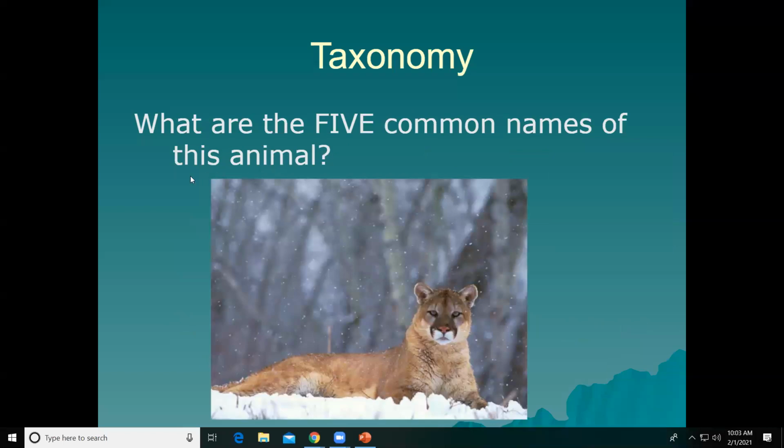One of the issues here, avoiding confusion, is that here we have one of the big cats, and this cat actually has 5 different common names. A common name is something that we just call things based off what we know. So what's one of them, Dayton? Cougar, mountain lion. So a cougar and mountain lion are 2 of them.